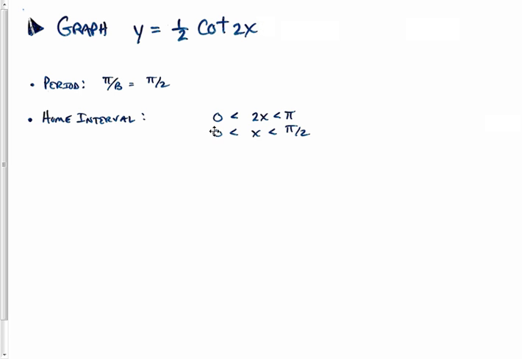When we divide 0 by 2, we still have 0. When we divide 2x by 2, we have x. And when we divide pi by 2, we have pi over 2. So our home interval will be between 0 and pi over 2, which is pi over 2 units long, the period. It will match that period, this distance.